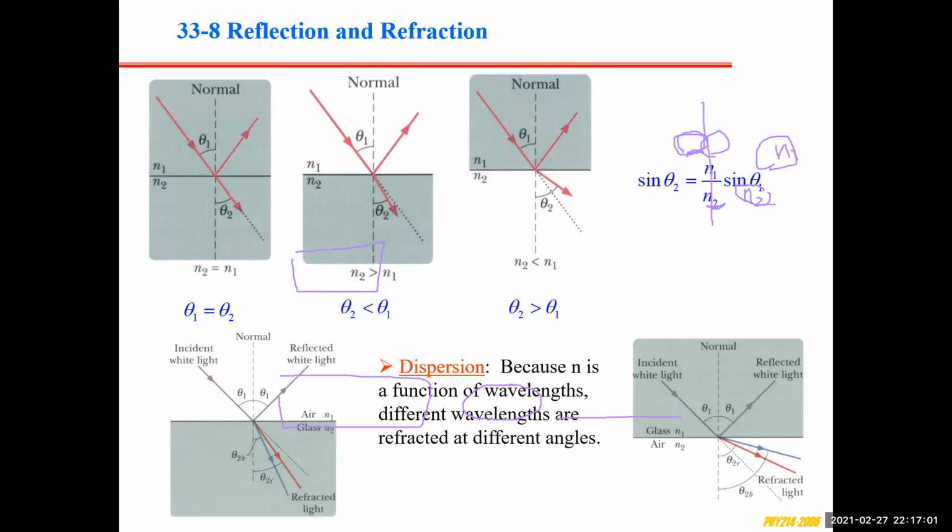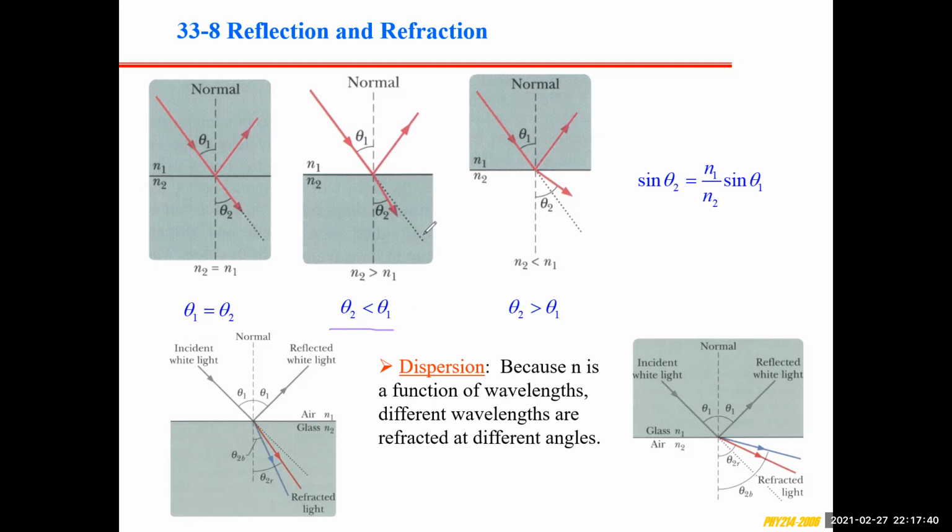Here are some examples. If n1 and n2 are equal to each other, meaning they have the same index of refraction, then the incident wave will continue without any deviation, because by Snell's law, n1 sine theta 1 equals n2 sine theta 2, so theta 1 and theta 2 have to be equal when n2 is equal to n1. What about when n2 has a higher index of refraction and n1 has a lower index of refraction? Then theta 2 has to be less than theta 1.